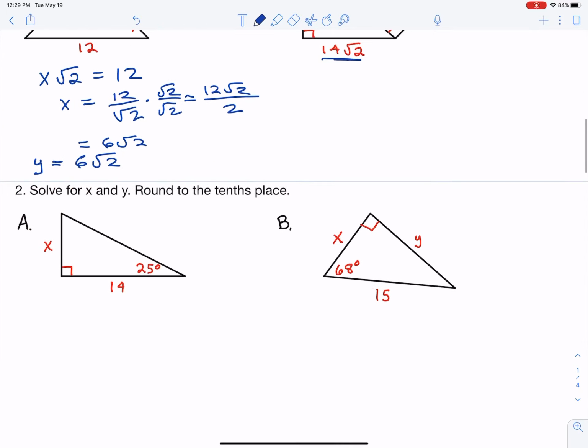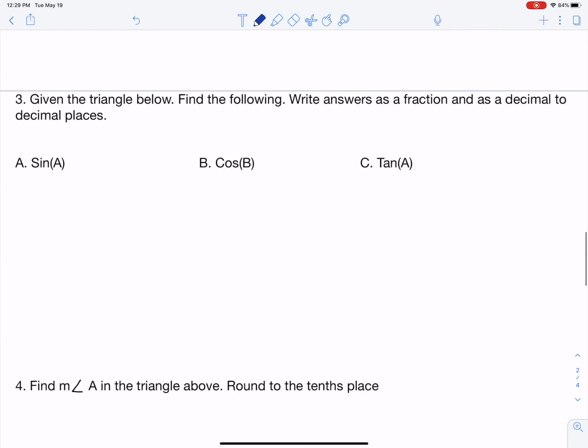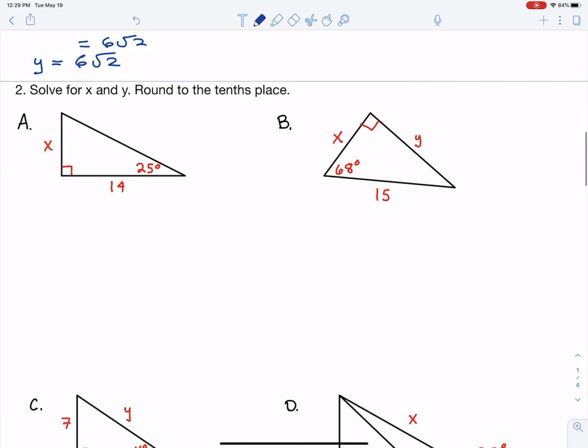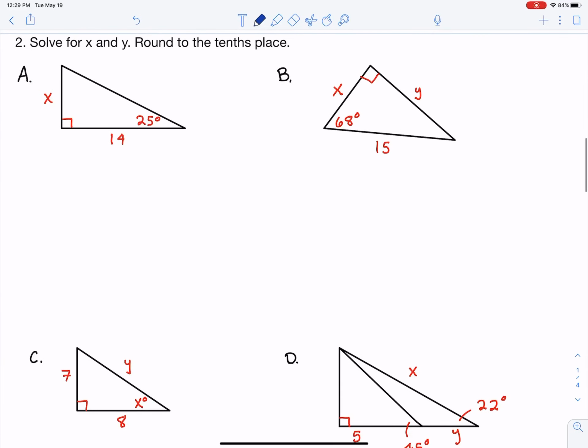Let's see what we got here. I want to kind of check. I'm going to do a few more here. I'm trying not to take too much time, but let's go on to the trig stuff here. Okay, so now these are trig questions. So I want to remind you, with the trig stuff, we have to remember what ratios we have. So we have 3 ratios.